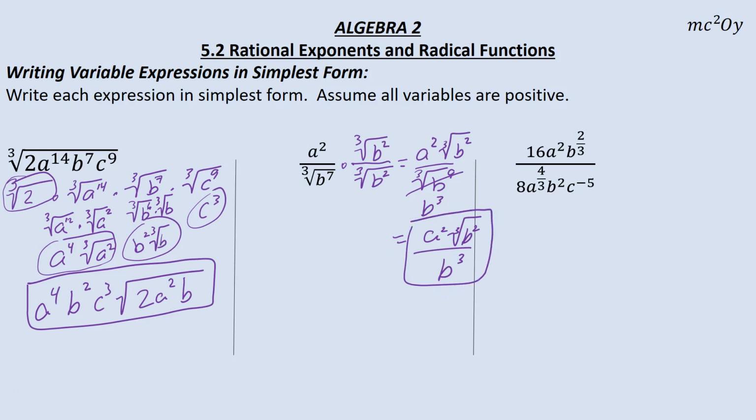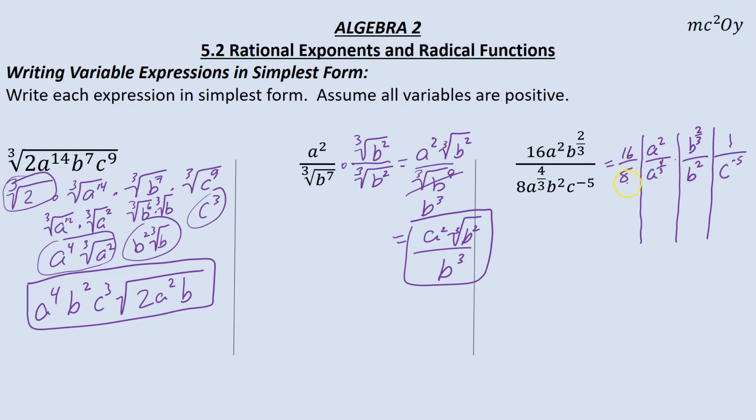All right. And the last one on this page here, kind of a doozy. So I look at it as 3 different problems, or well, really 4 different problems. I'm going to match up the numbers. So I'm going to think of this as 16 over 8. That's one problem. A squared over a to the 4/3. That's another problem. B to the 2/3 over b squared. And then like a 1 over c to the negative 5th.